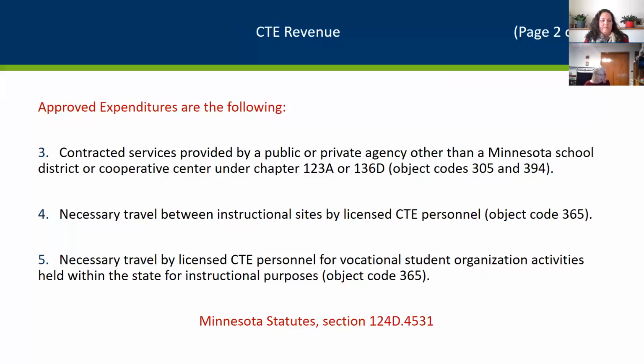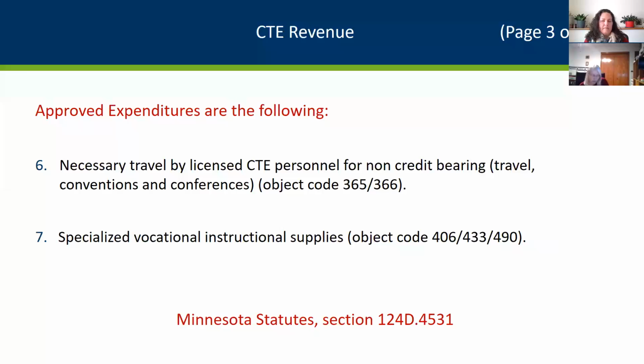Object code 304 and 305 is contracted services provided by a public agency other than a Minnesota school district and cooperative center. Object 365 is travel for licensed staff between building sites or travel by licensed staff for vocational student organization activities held within the state for instructional purposes. Object Code 365 and 366 are codes for CTE licensed staff that attend conferences, workshops, conventions, and then Object Code 406, 433, and 490 is for instructional supplies used in the CTE programs.